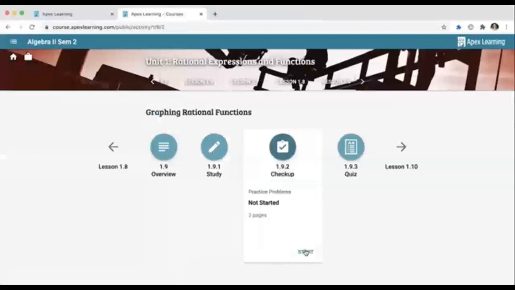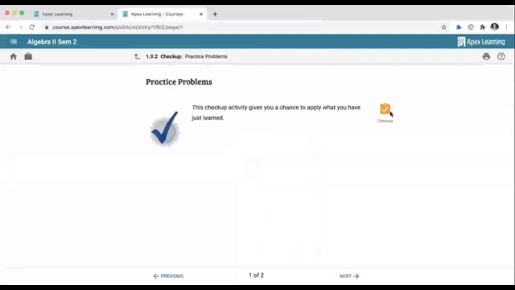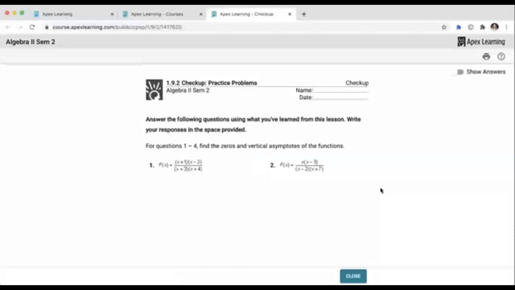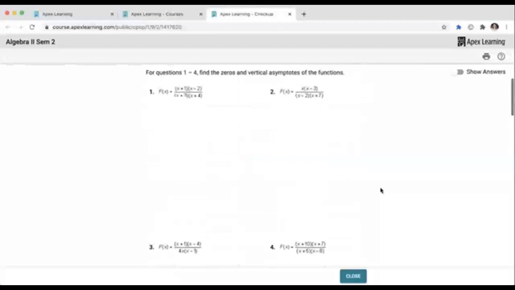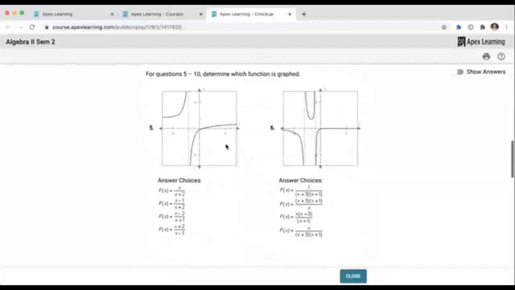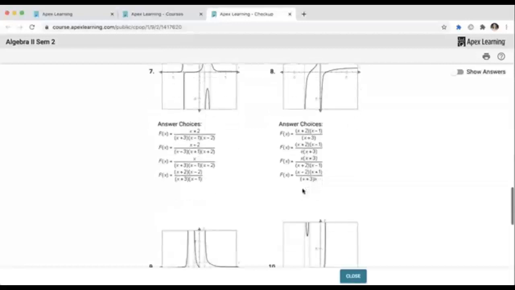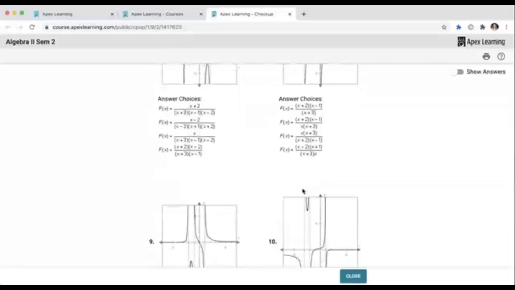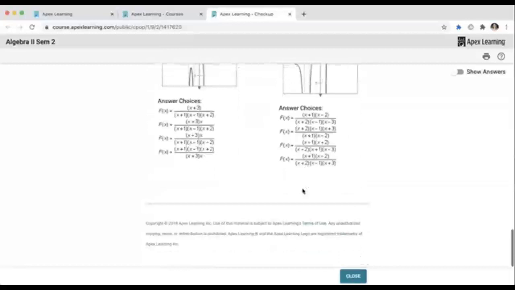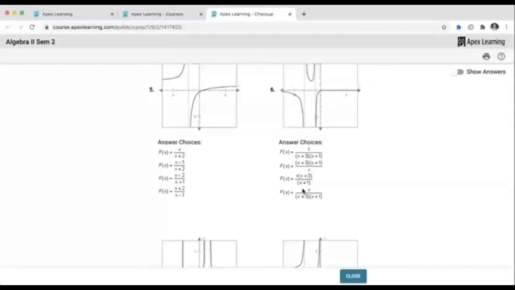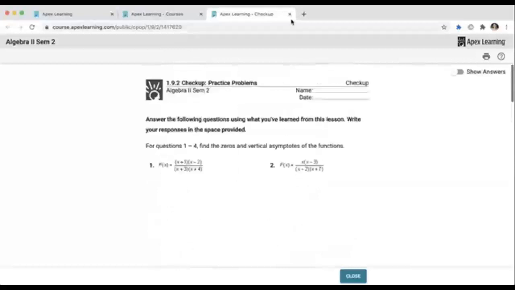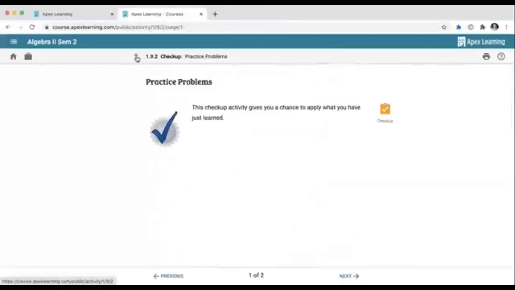So then looking at the checkup here, because I know I'm running out of time. Find the zeros and find the vertical asymptotes for the function. Be able to look at the graph and figure out which is its function. So again, identify zeros, identify vertical asymptotes, and if necessary, pick points in between and plug in to figure out which is the right one. Hopefully not too terribly difficult.